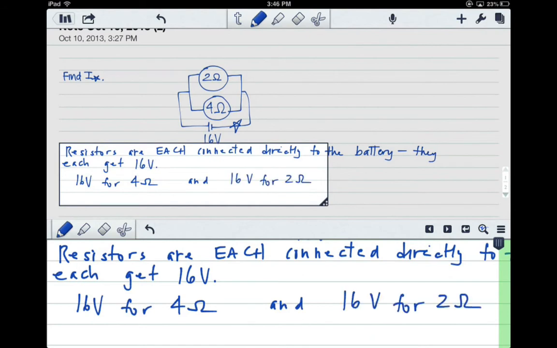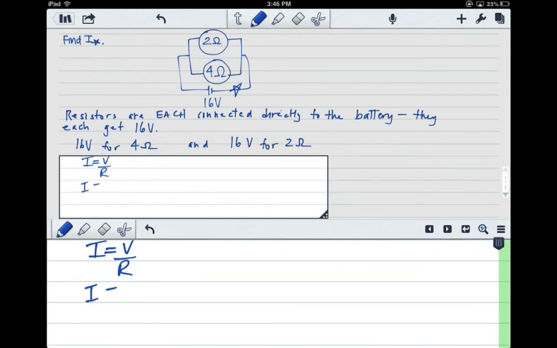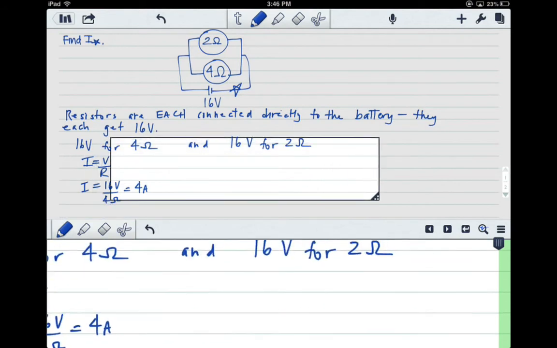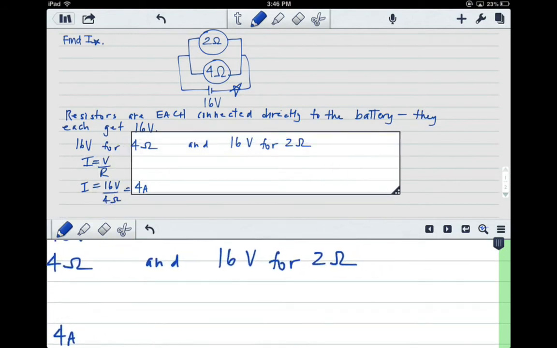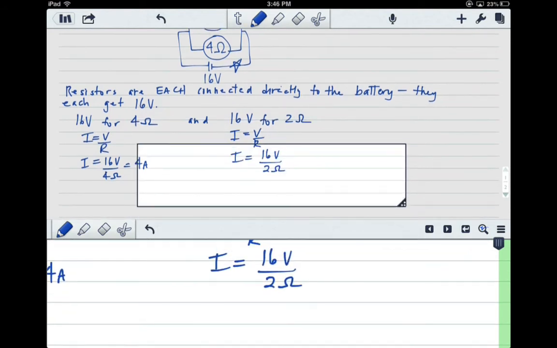I can use Ohm's law, I equals V over R, to determine that 16 volts on 4 ohms means there is 4 amps of current, and 16 volts for 2 ohms, using I equals V over R, Ohm's law, I can determine that there is 8 amps.